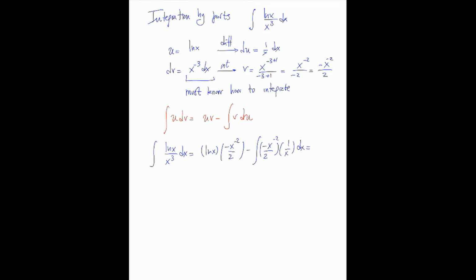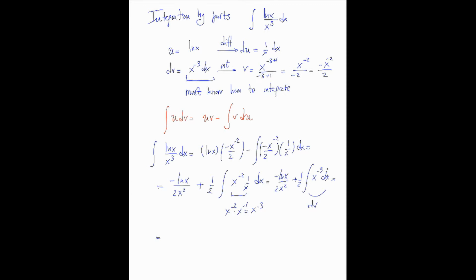So that becomes, let's put the x to the minus 2 below, minus ln x divided by 2x squared, minus with minus becomes plus 1/2, we take it out, integral of x to the minus 2 times 1 over x dx. Now here this is simply x to the minus 2 times x to the minus 1, which is x to the minus 3, so we have minus ln x over 2x squared plus 1/2 integral of x to the minus 3 dx, which is precisely like dv before, so we know how to integrate.